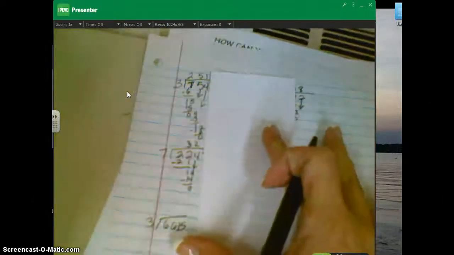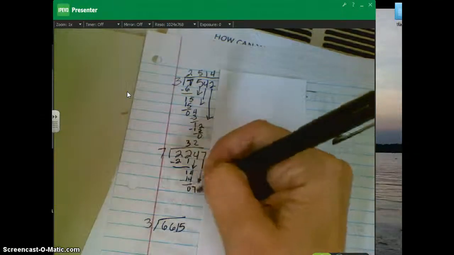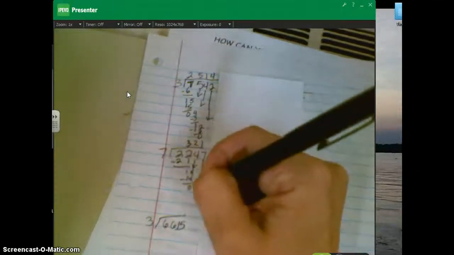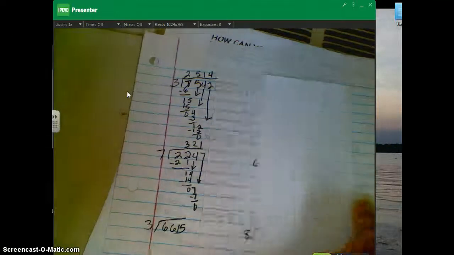If I'm going too fast, pause, and then bring down your next digit, a 7. 7 times 1 is 7. Subtract and you get a 0.